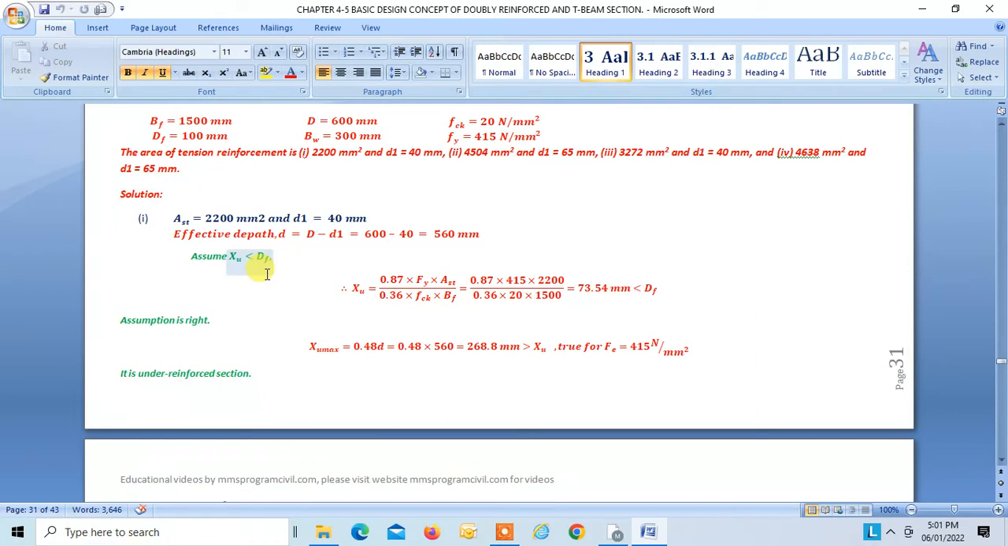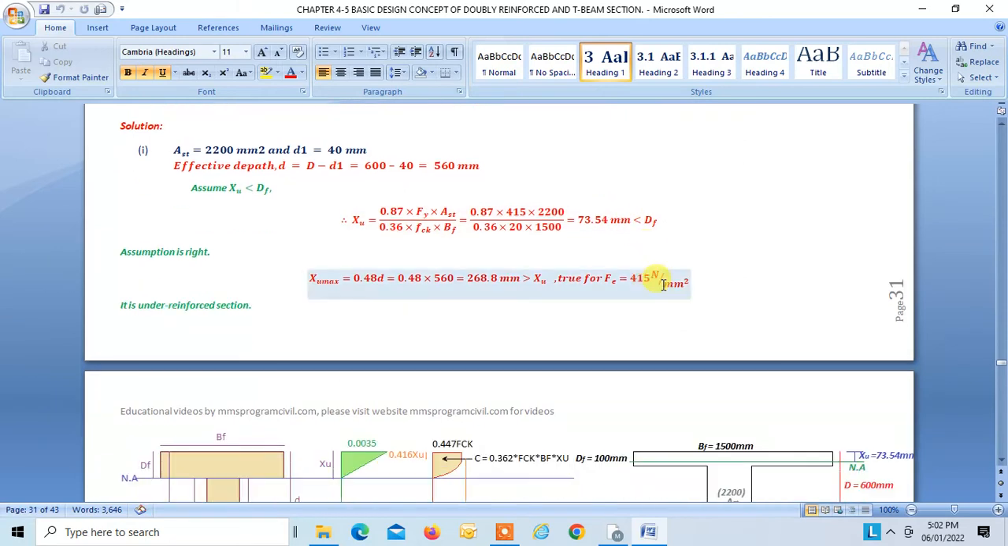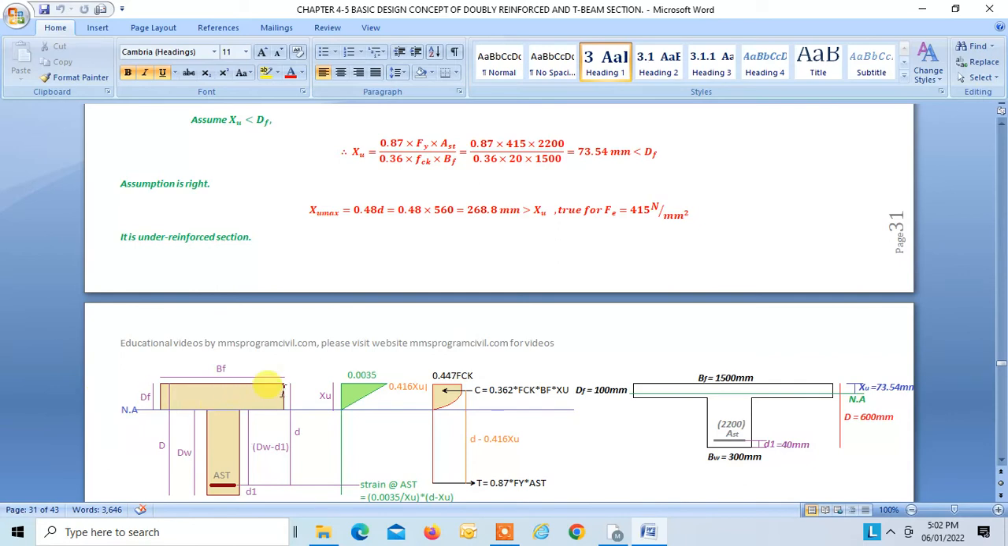In case of analysis of a T section, we have to make a number of assumptions. First, we'll assume that XU falls within the flange, that XU is less than DF. Simple, we know C is equal to T, so XU is T divided by C. We get XU equal to 73.54. DF is 100, so 73.54 is less than DF. So our assumption is correct, which means for sure the neutral axis falls within the flange.